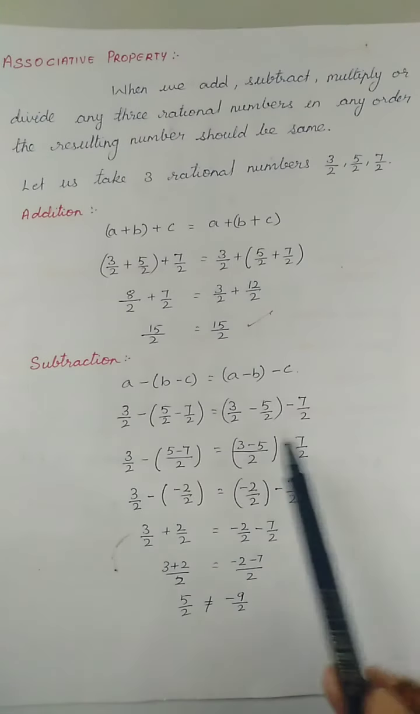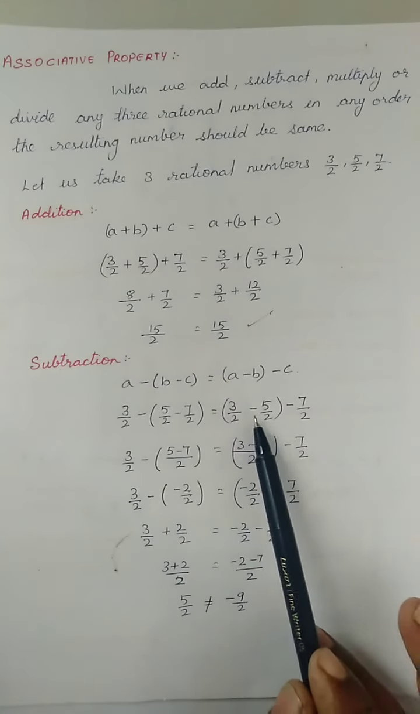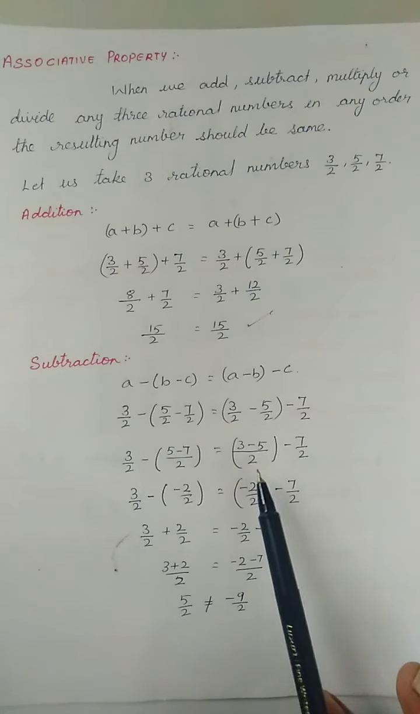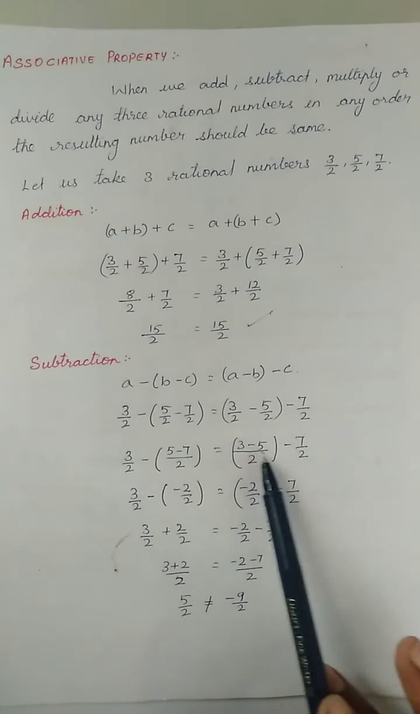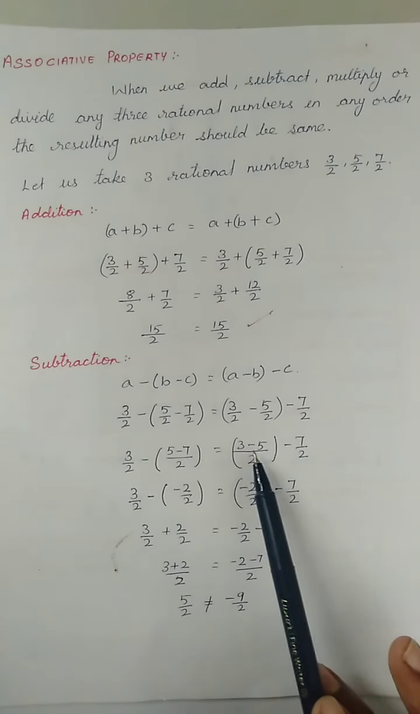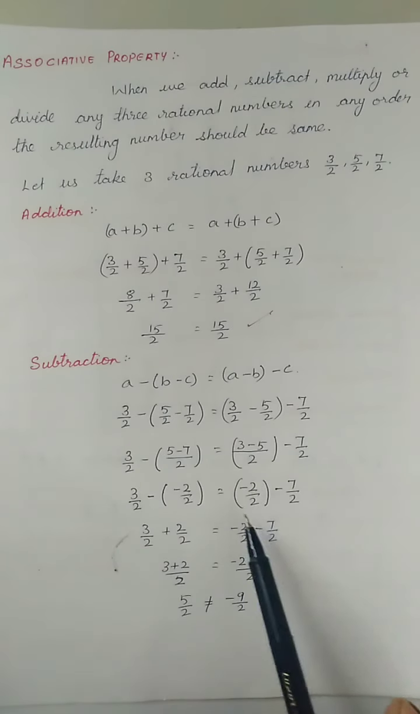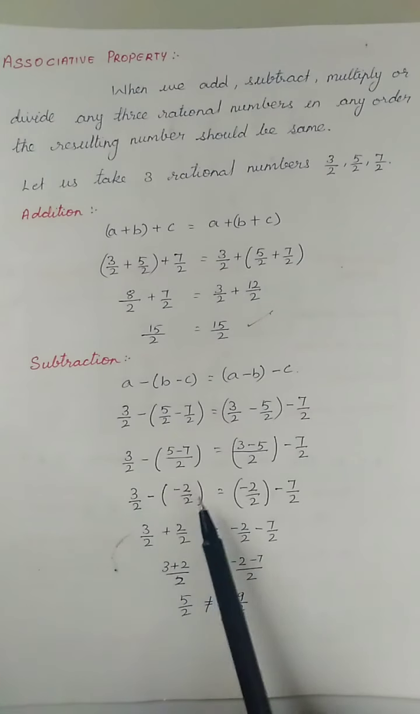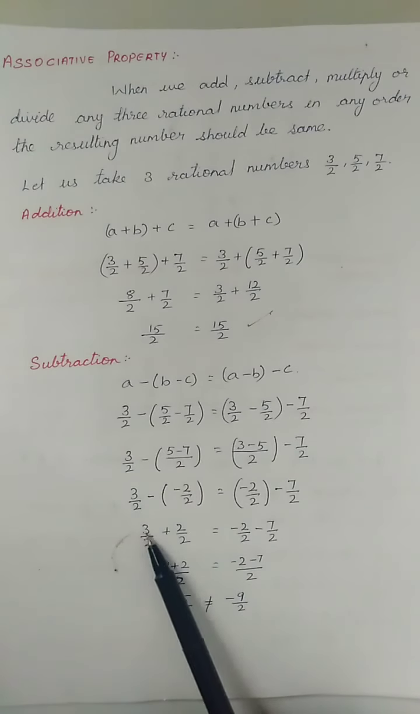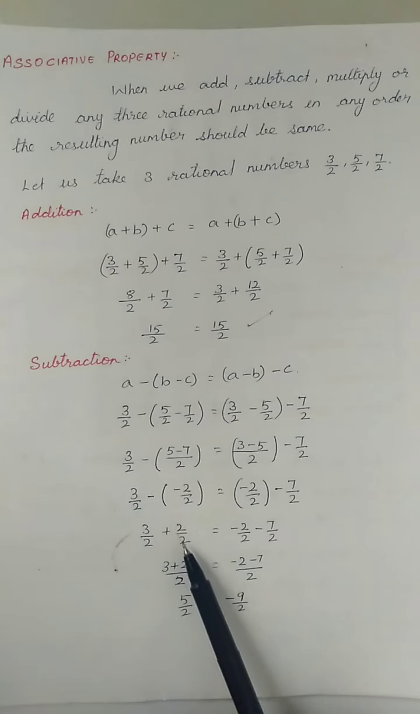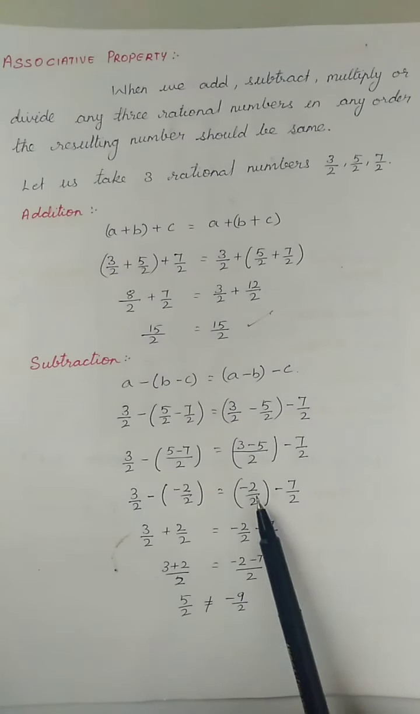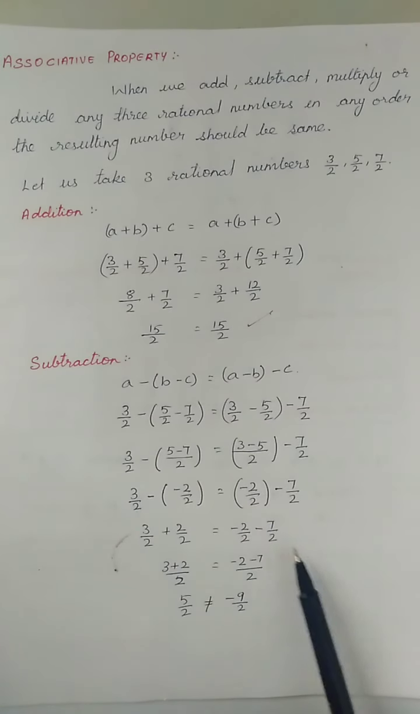In the right hand side, 3 by 2 minus 5 by 2. Again, the denominators are the same. Write the same denominator and subtract the numerators. 3 minus 5 will give you minus 2 by 2. In the left hand side, 3 by 2 minus of minus 2 by 2, we will write it as 3 by 2 plus 2 by 2. Whereas in the right hand side, we'll write it as minus 2 by 2 minus 7 by 2.